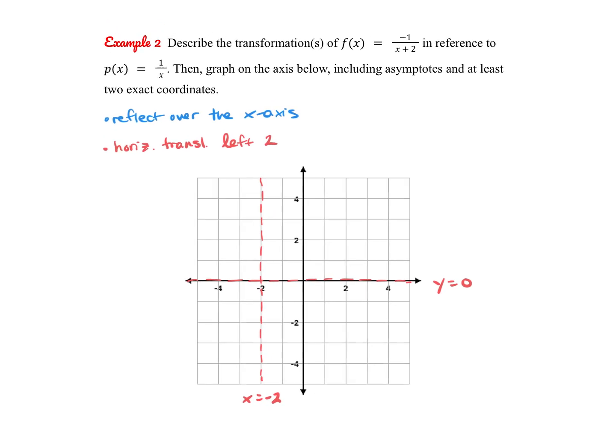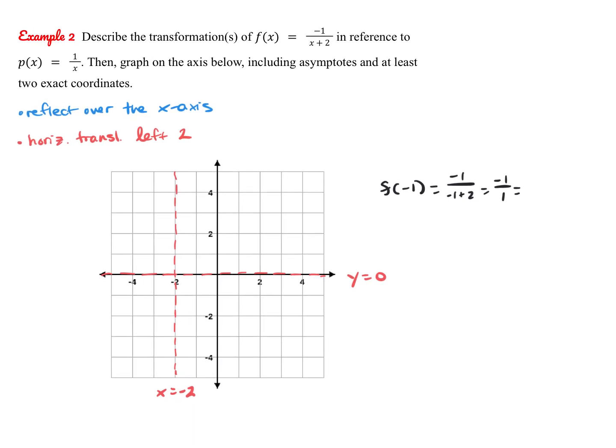So now let's plug in a couple points to the right and left. So let's plug in some points to the right of -2. I can do -1. So we have -1 divided by -1 plus 2, which is -1 over +1, which gives us -1. So I have the coordinate (-1, -1).